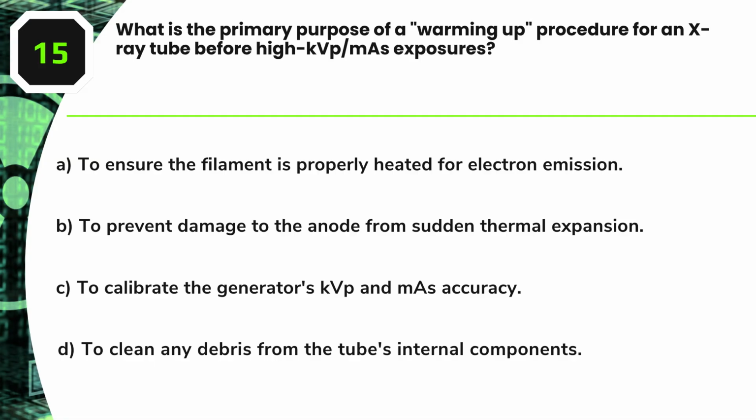Question 15. What is the primary purpose of a warming-up procedure for an X-ray tube before high kVp/mAs exposures? A. To ensure the filament is properly heated for electron emission. B. To prevent damage to the anode from sudden thermal expansion. C. To calibrate the generator's kVp and mAs accuracy. D. To clean any debris from the tube's internal components.